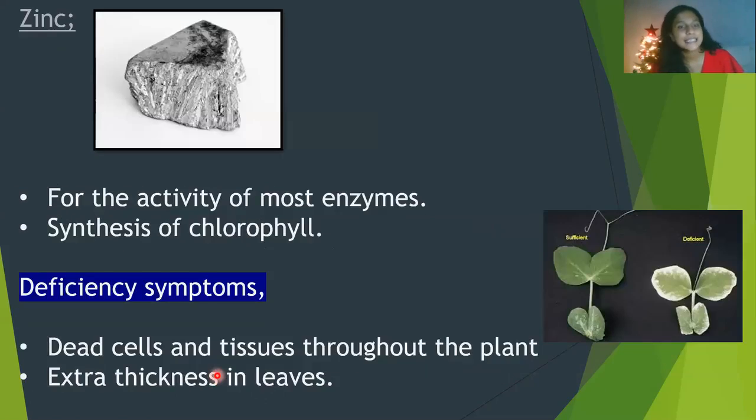And then zinc. Zinc is in silver color actually. So it helps for the activity of most enzymes and synthesis of chlorophyll. And the deficiency symptoms are dead cells and tissues throughout the plant and extra thickness in leaves. Can you all see when the zinc is sufficient in the plant, it's a normal one, and then in the deficient stage, the plant leaves have turned into something white in color. So that's called the deficient.